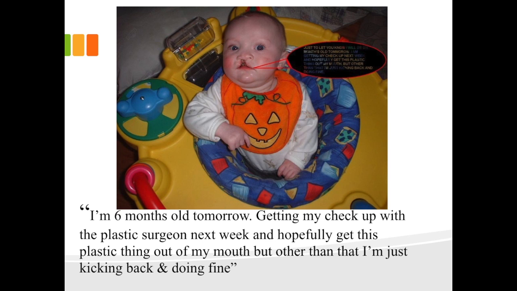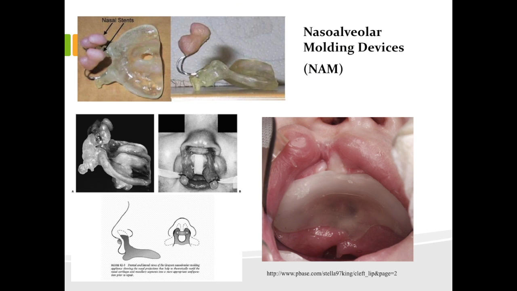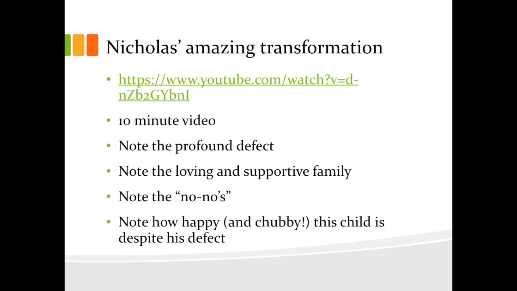And that's our goal. This is a nasoalveolar molding device that they can use when it extends so far up the nose. And then I'll have this YouTube link on our Word docs. And note the defect the child has.